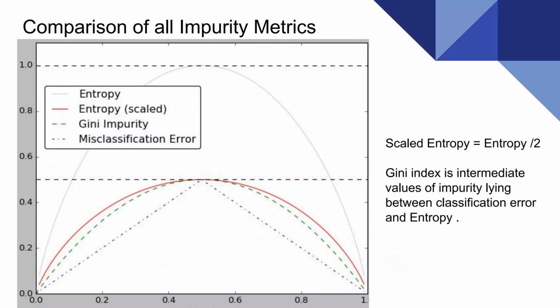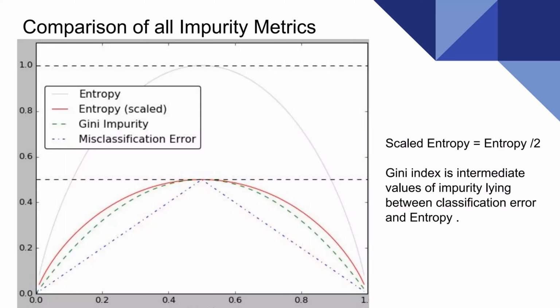Comparison of impurity metrics, scaled. Entropy measures the uncertainty in a dataset, and when scaled, e.g. by dividing by 2, it represents a more moderate level of impurity. Gini index represents an intermediate value of impurity, lying between classification error and entropy. It balances between the extremes, providing a smoother measure of impurity.